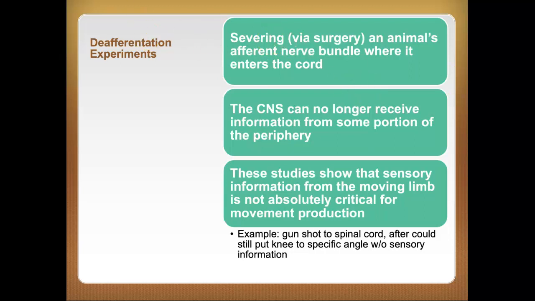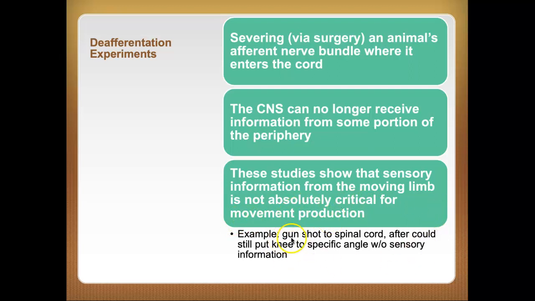So what they did is they took monkeys and they severed, using surgery, the afferent nerve bundle, so the things so they could feel whether their arms or legs were doing something. The central nervous system could no longer receive information from some portion of the peripherals, so their arms, their legs, their fingers, whatever. The study showed that the sensory information from that moving limb is not critical for the movement to happen.